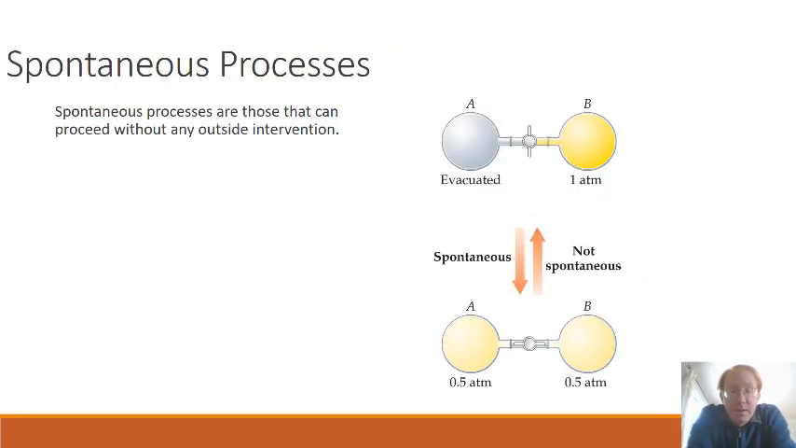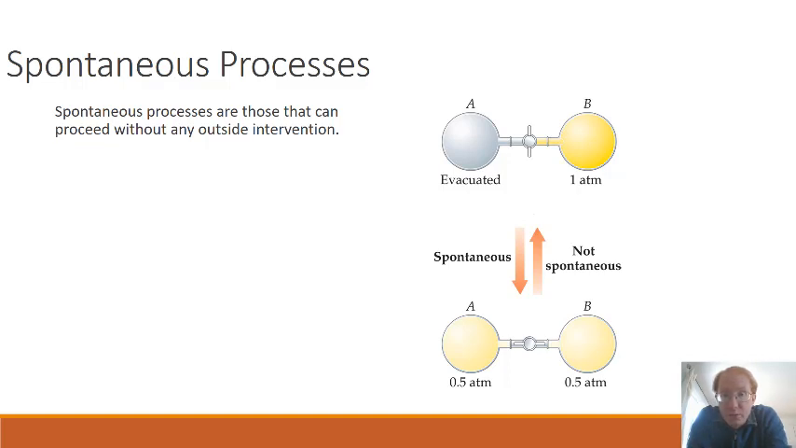Another concept that we need to talk about in this chapter is the idea of what a spontaneous process is. A spontaneous process is one that happens without any kind of outside intervention. I just put the reactants together or set up the system, start it somehow, however is necessary, and then it just happens all by itself.